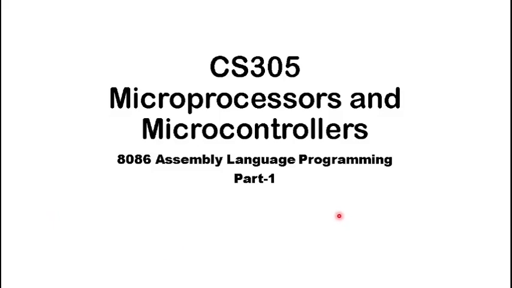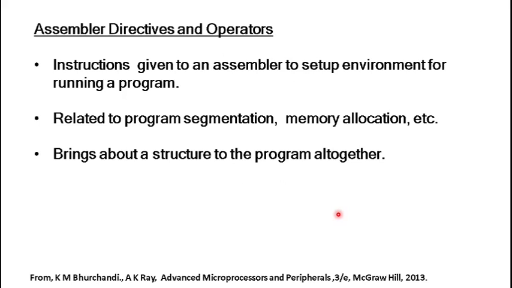This is the first part of 8086 assembly language programming. So first we will start with what are assembler directives and operators. Any assembly language program requires an assembler to get it converted to machine code so that it can run in a machine. Okay, so for 8086 we have an assembler for that.